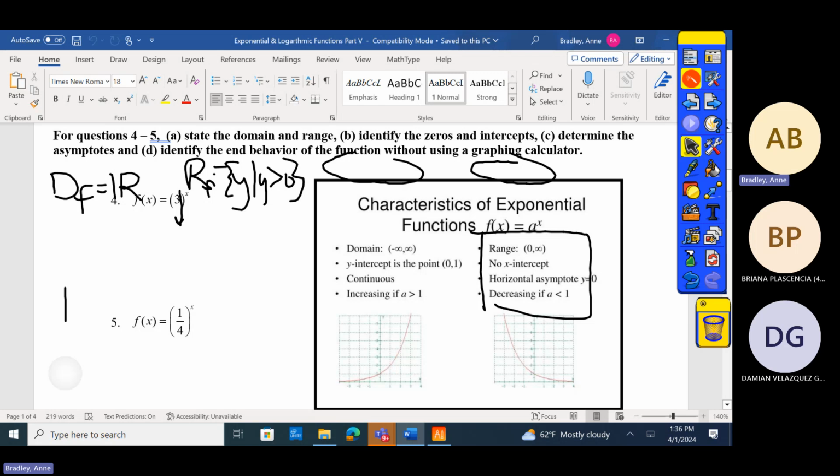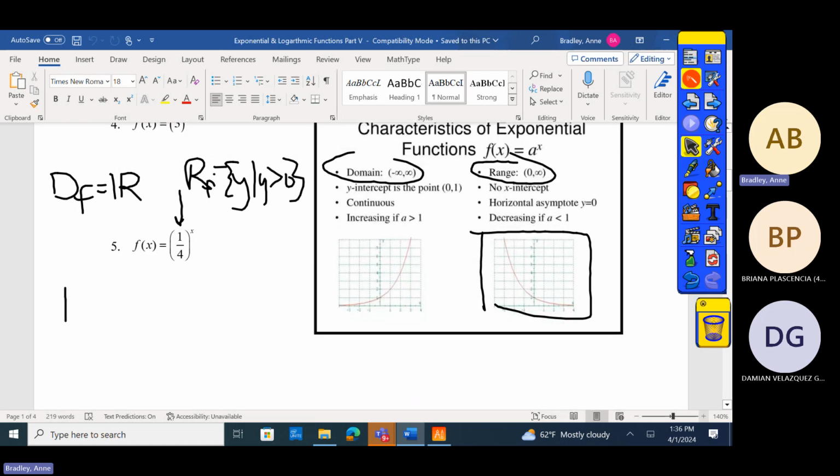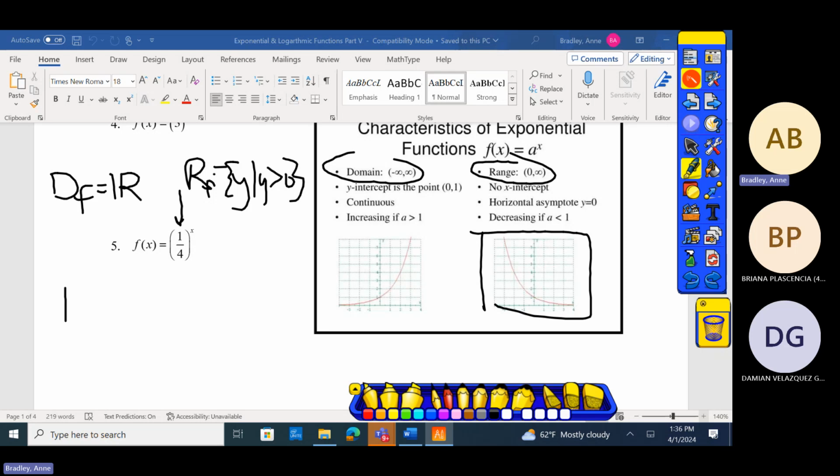I need to do the intercepts and the asymptotes. Let me bring this back down. Okay, it already says there's no x-intercepts. Doesn't matter which graph we're looking at, there's no x-intercepts because they both have the same horizontal asymptote that aligns with the x-axis, and they both have this y-intercept of (0, 1). We can see that (0, 1) in both places.